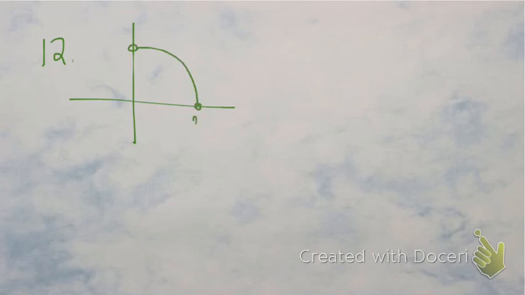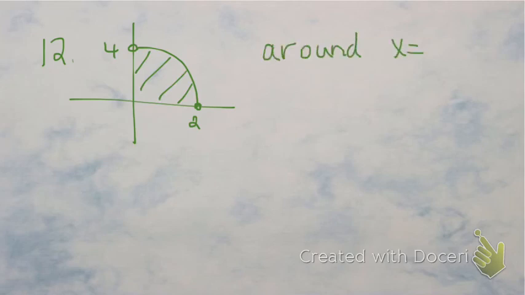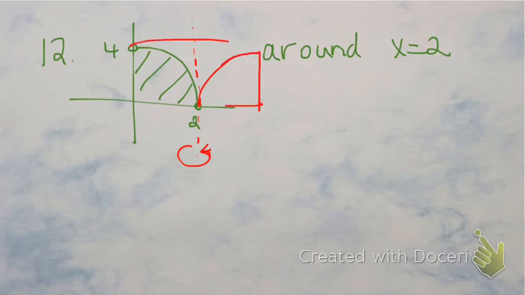Okay, on this next one we're going to use the same figure, same equations, except this time we're going to go around x equals 2. So we're going around this line here. So it's like a cylinder with a cone cut out of it again.